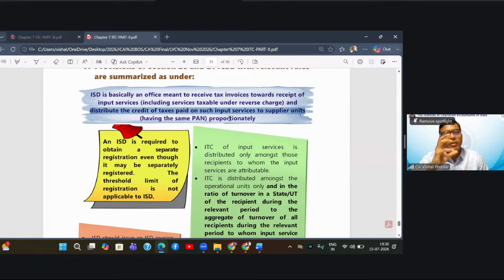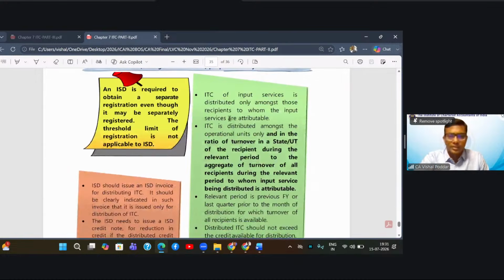So ISD will be either your head office or your corporate office getting common expense invoices on which GST is payable either by the supplier or by you under RCM. And that GST ITC, which this head office or corporate office now has, it will distribute to all its branches in a proportion. Now, once you have understood this, let us understand some more nitty-gritties.